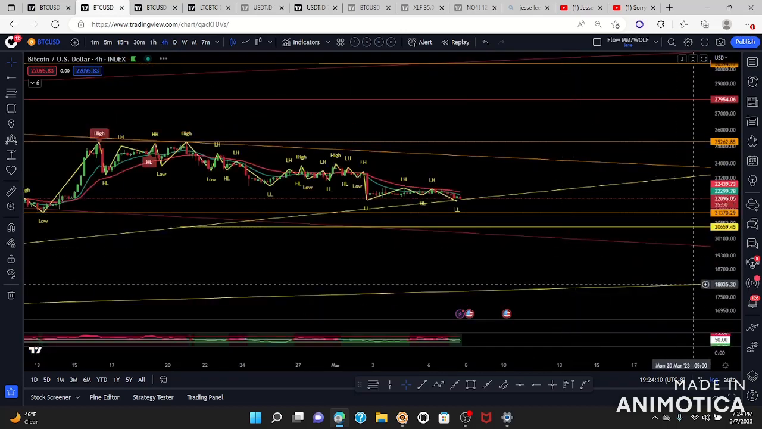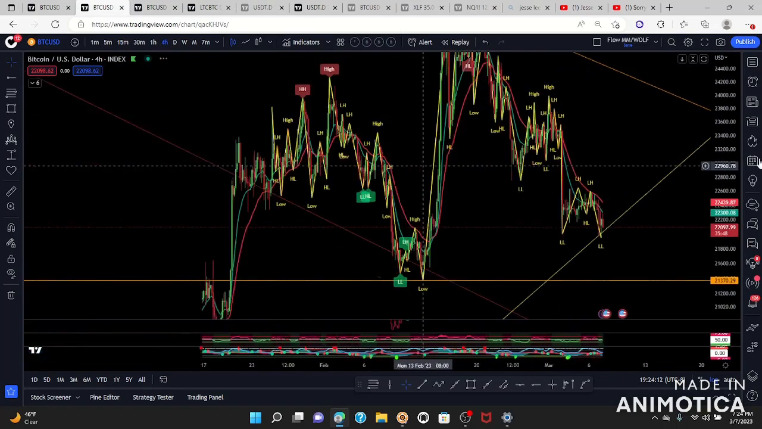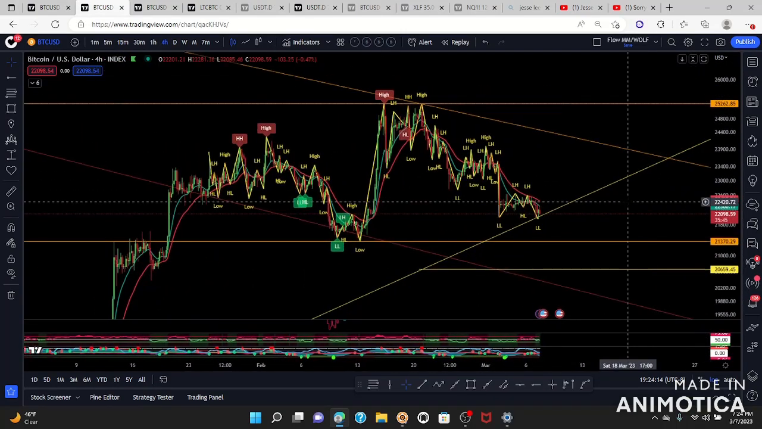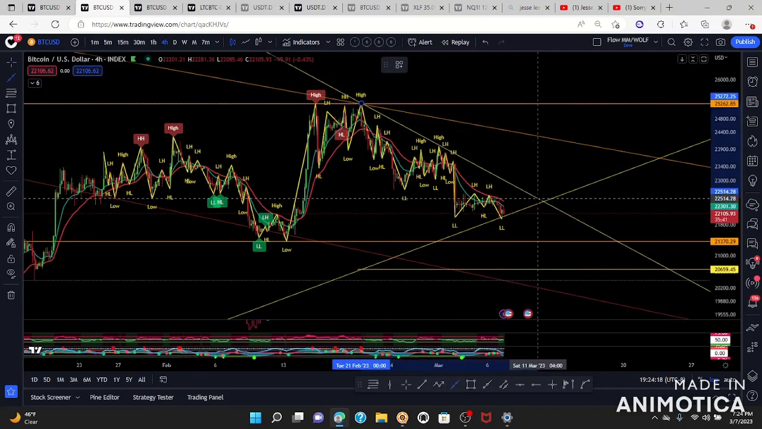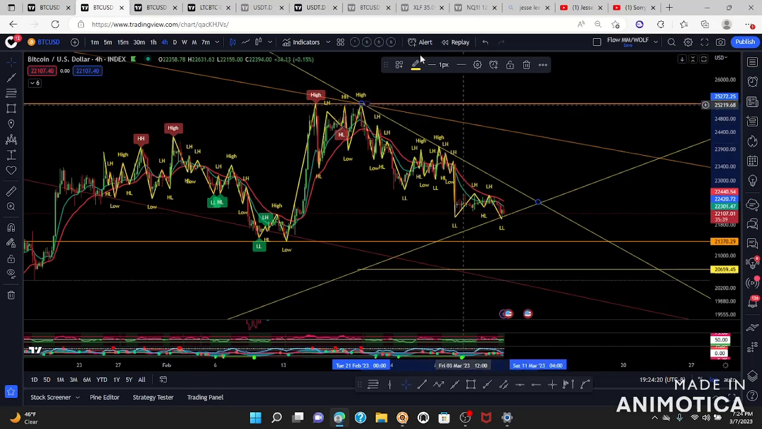So let's go to my 4 hours. Within the 4 hours, I'm going to make some trend lines. And off the bat here, we have this high to this lower high, and 4 hours are green.